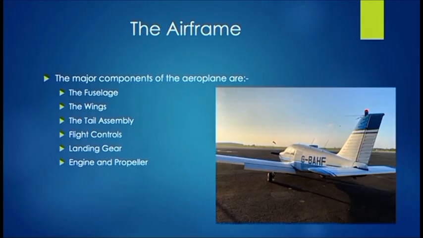So the major components of an aeroplane are the fuselage, which is the main body where the passengers sit, the wings, which create the lift, the tail assembly, which is the horizontal and vertical stabilizer, flight controls, so how we maneuver the aircraft, the landing gear, which absorbs the weight of the aircraft, and the engine and the propeller. Okay, so we're going to go through all of these in more detail.